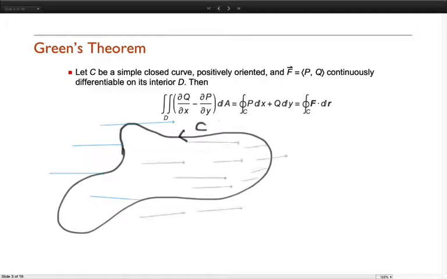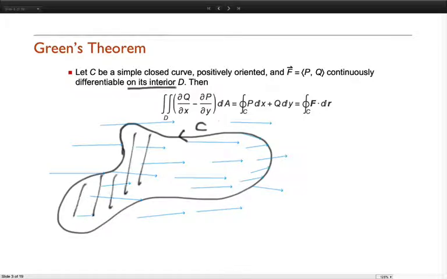So there's our vector field with a bunch of arrows there. But I want to focus on that point in the interior. That means that those dQ/dx and dP/dy have to be continuous on the whole interior D. That part right there is what we're going to use to see our interesting application in winding number.